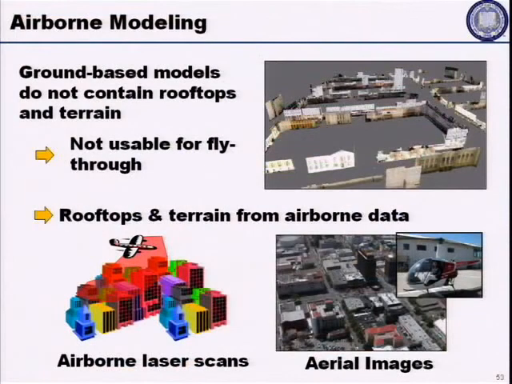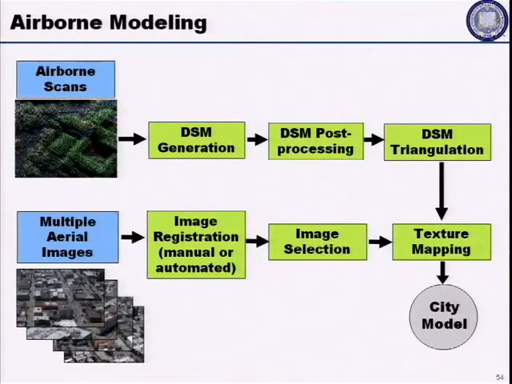Did you do pose estimation for that? For this one? Yes. And Ming, who is sitting here, is refining the scheme that I'm going to talk about in just 1 minute. That is a hard problem. So this is the flow diagram of our airborne processing. You start with the airborne scans. You do DSM generation, DSM post-processing, triangulation, and then image registration, selection, texture mapping. I'll go over each of these in just a second.